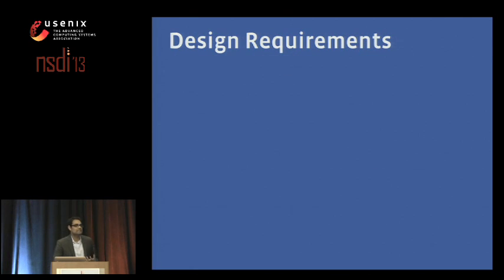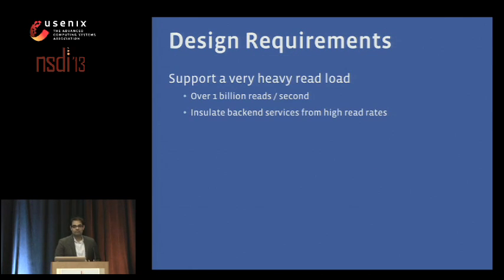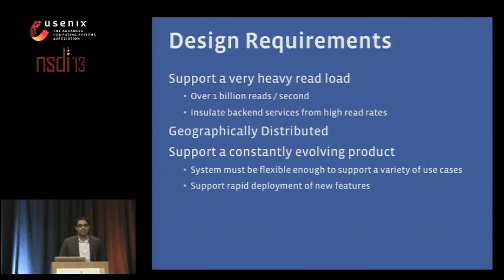So what kind of design requirements does this impose on our system? First of all, we need to support a very heavy read load. I'm talking about over 1 billion gets a second, and we store trillions of items in our cache. We need to be geographically distributed, so we have data centers around the world. We need to support a constantly evolving product. Our product engineers love to hack and love to change things, and we need to be able to support these. And we need to support rapid deployment of new features.